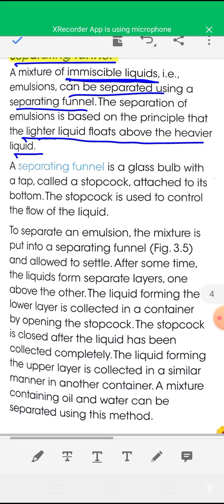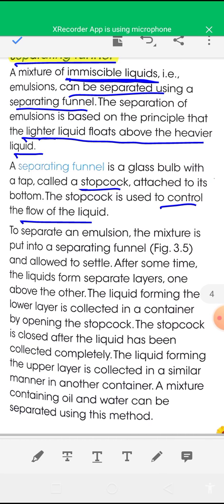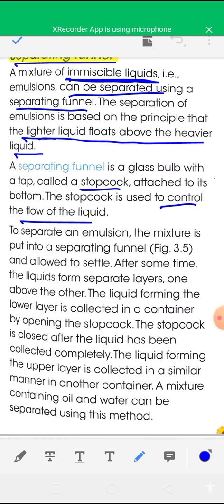And what is a separating funnel? It is a glass bulb with a tap called a stopcock attached to its bottom, and the stopcock is used to control the flow of liquid. So using a separating funnel, you can separate the components of an emulsion. Okay, you can separate kerosene oil from water.